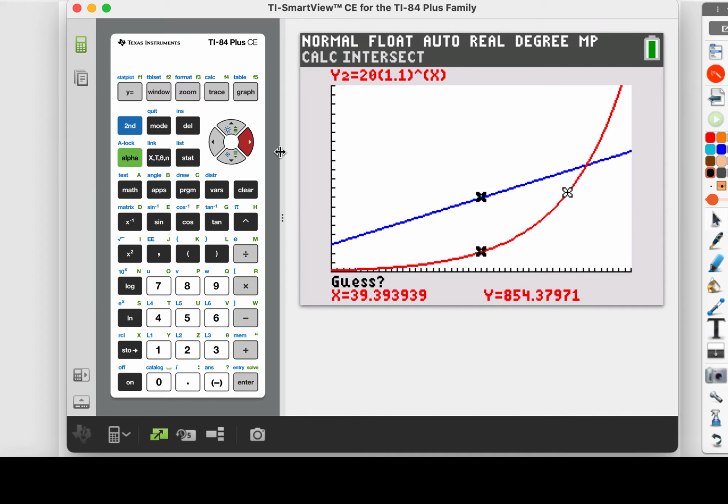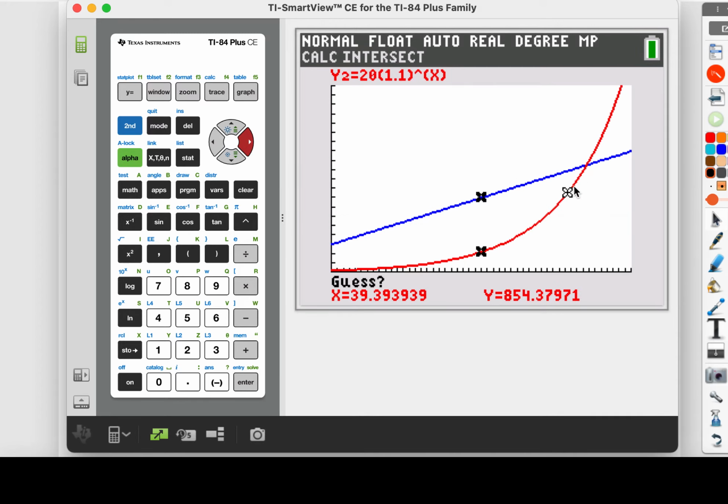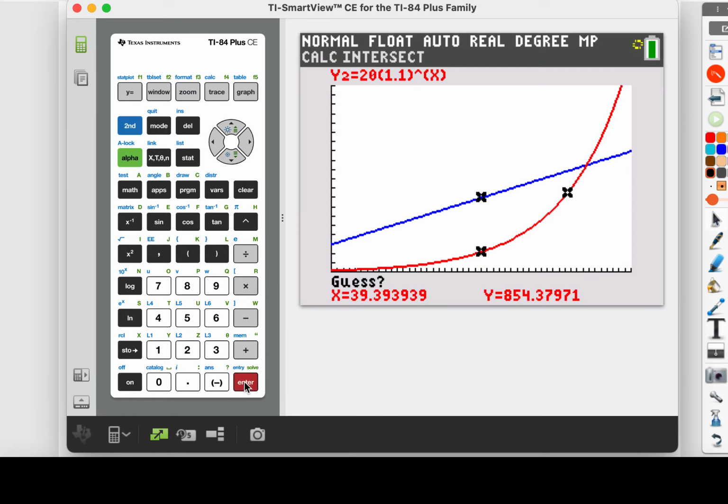So I want to make sure I'm closer to this intersection on the right than I would be to wherever that would be on the left. So let's go ahead and press enter there. And it looks like we get a nice answer. And I'm going to go ahead and take a quick snapshot of that.